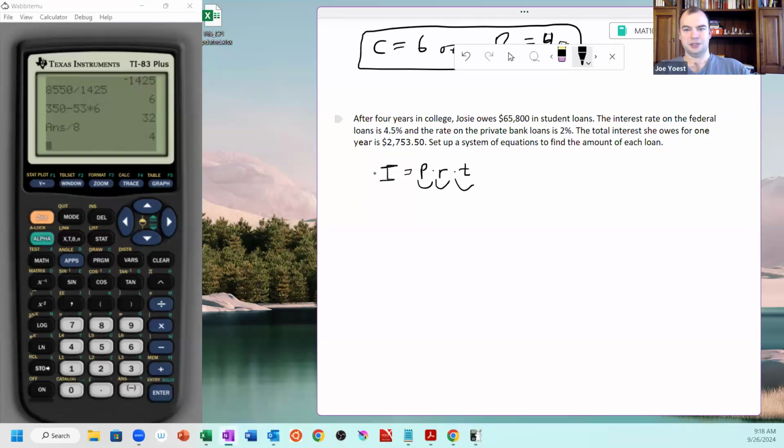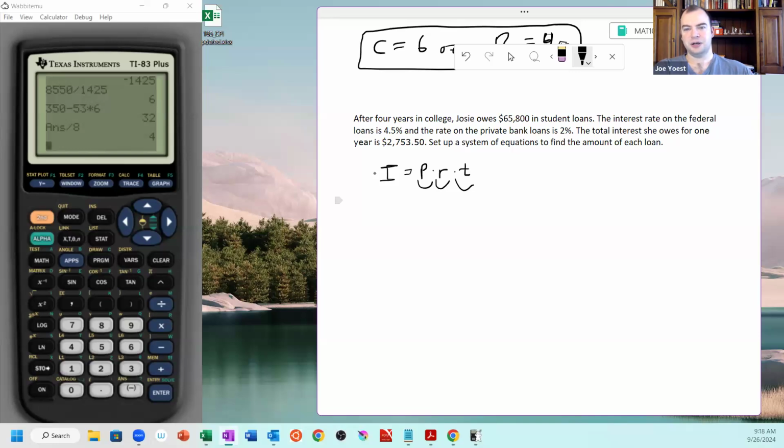Okay, so this says Josie owes 65,800 in student loans. Interest rate on federal loans is 4.5%. Rate on private bank loans is 2%. That's very unlikely to be true in a real case. Your private loans are almost always going to be higher than federal loans, but the total interest she owes for 1 year is 2753.50. Set up a system and find the amount of each loan.